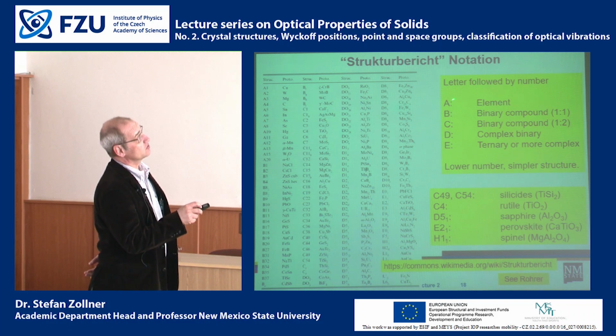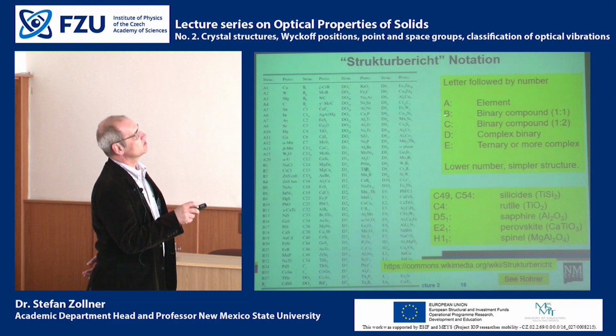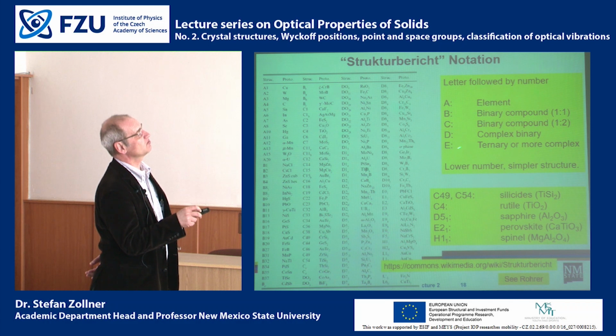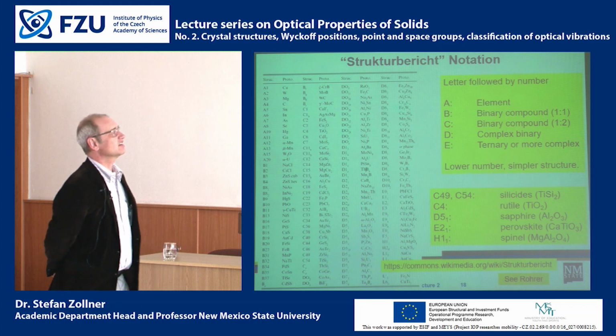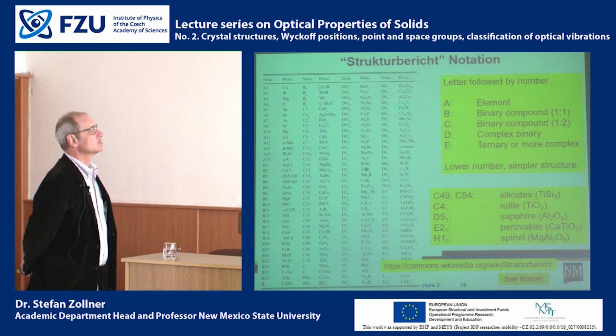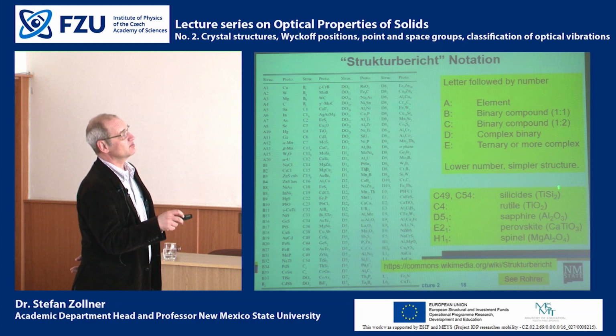And a structure that starts with the letter A is an element. Structures with B and C have 2 different elements, D also, but it is more complex. And then E has 3 or more different atoms in the structure. So for example, there is titanium disilicide or titanium dioxide. Those are C structures. Sapphire is a more complex structure, starts with a D.